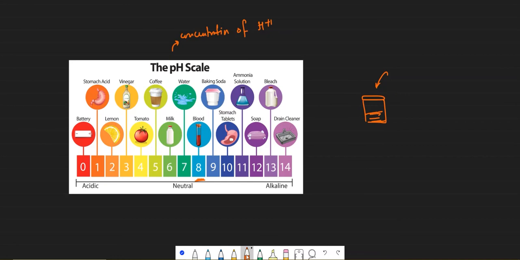It became this blue color. So I can just relate that blue color on the pH scale and I can safely assume that pH is equal to 8. Now, what does this 8 mean? We need to understand something here.